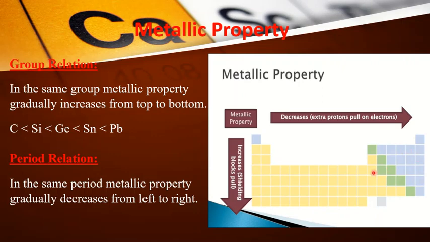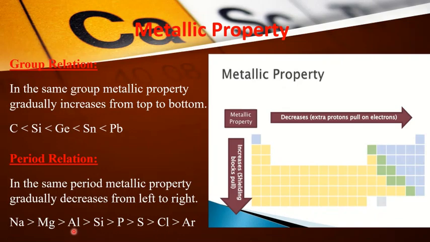So metallic property gradually decreases from left to right. If we take the elements of third period, there are sodium, magnesium, aluminium, silicon, phosphorus, sulfur, chlorine and argon. We will see that sodium and magnesium are metals. Aluminium is also a metal, but it also has some non-metallic property. Silicon is a non-metal. Phosphorus, non-metal. Sulfur, non-metal. Chlorine, argon, all are non-metals.